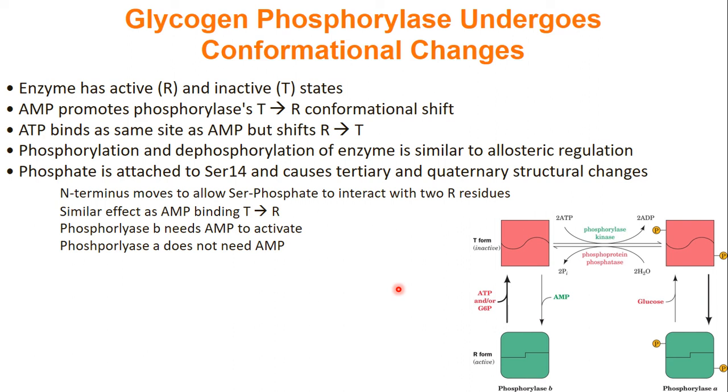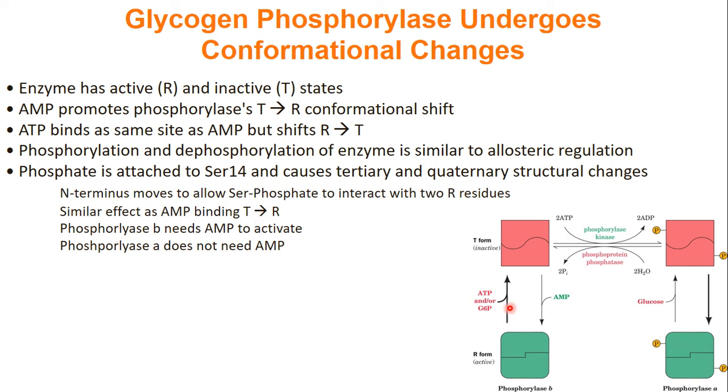Now, you can actually phosphorylate this enzyme, and it has the same type of activation effects as AMP does. So when you phosphorylate this enzyme, you're attaching a phosphate group to serine 14. This will cause tertiary and quaternary structural changes, which will make the enzyme go in the R form. The reason for this is that when you add the phosphate, the N-terminus will move aside, so your serine phosphate can interact with two arginine residues. And adding a phosphate group is basically the same thing as binding AMP. You're going from the T to R transition.